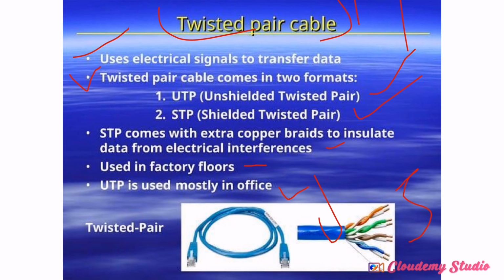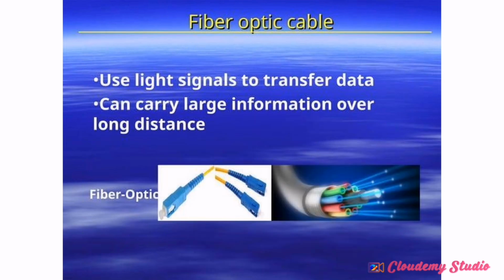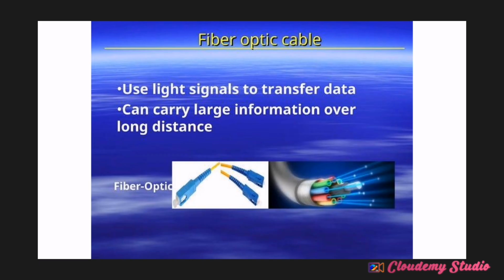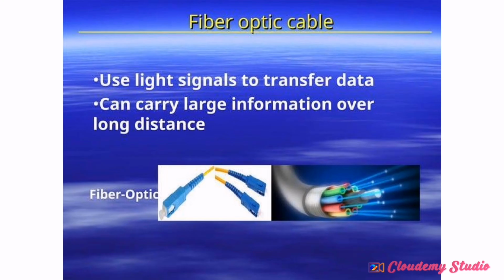UTP is used most in the offices, then unshielded or shielded twisted pair in the factory floors. Okay, so twisted pair, this is the twisted pair diagram that is illustrated here. So this is the twisted pair and this is the complete cable. Okay, let's proceed. So, fiber optic cable.